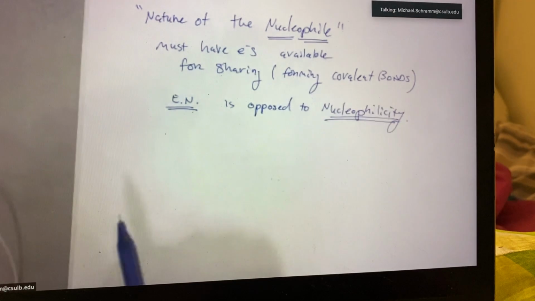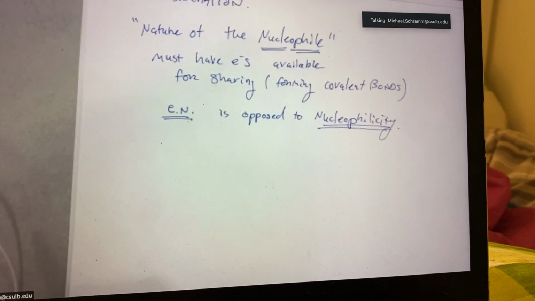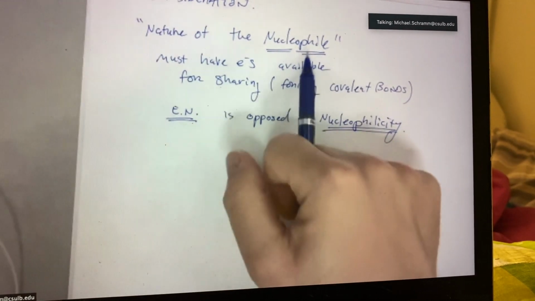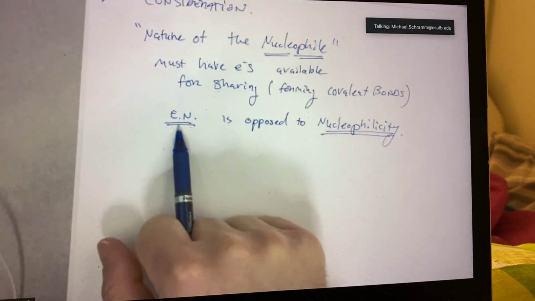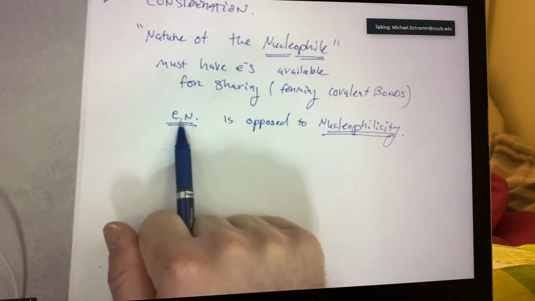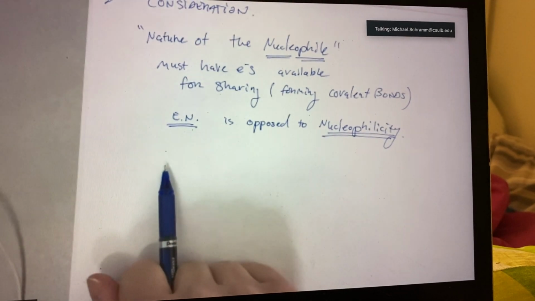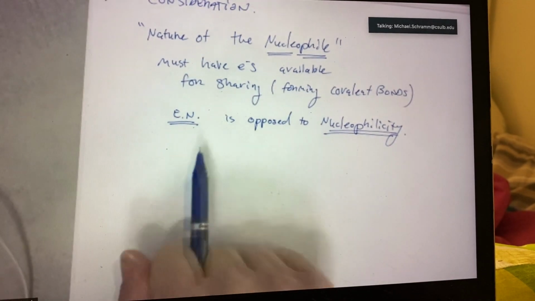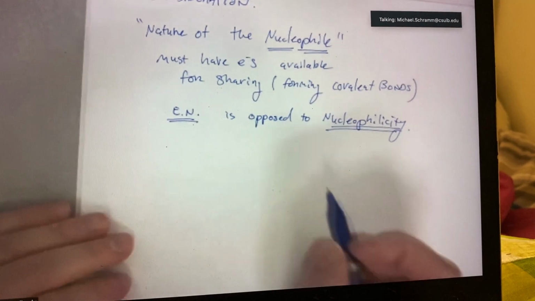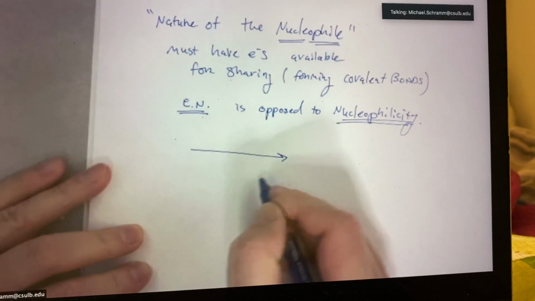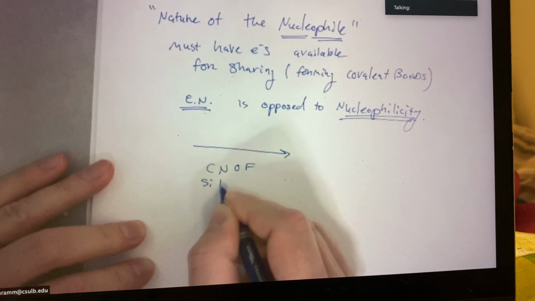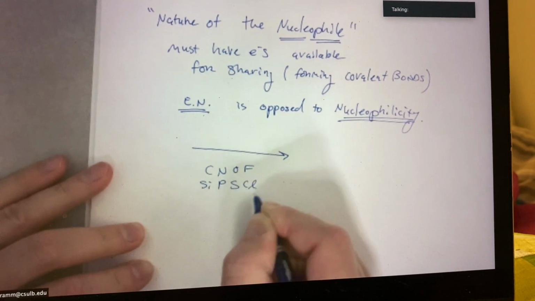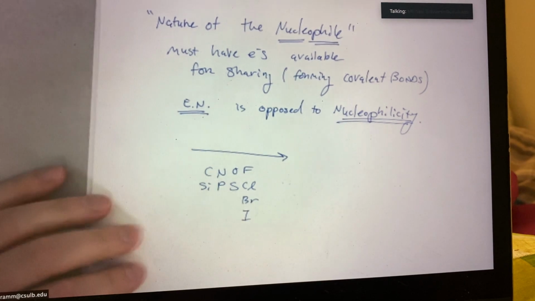Okay, so this is kind of just, if we know something about electronegativity, and we know that nucleophiles are going to be species that want to share their electrons, if we know how to identify an electronegative atom or a non-electronegative atom, then we should be able to identify a good nucleophile or a poor nucleophile. And so, in the periodic table, I'm just drawing this from memory here.